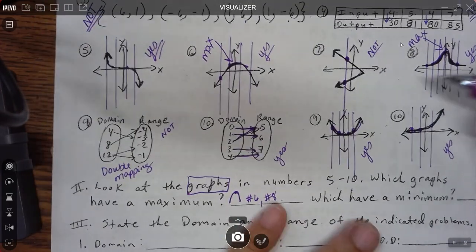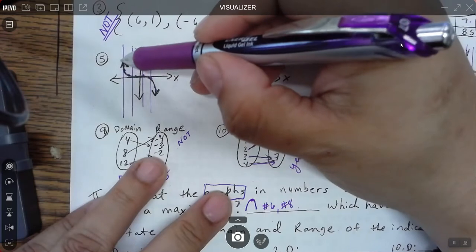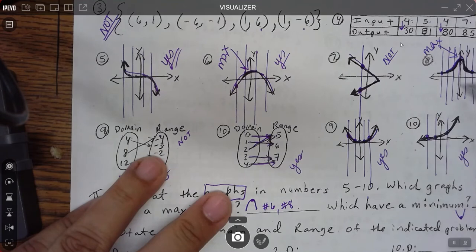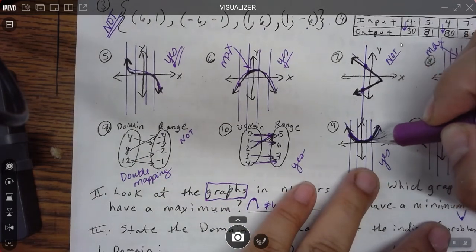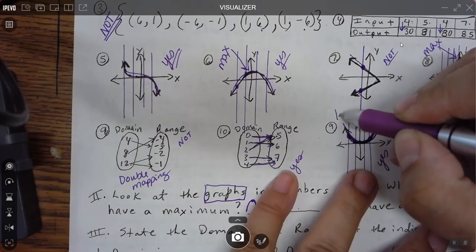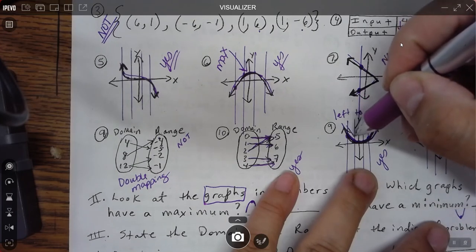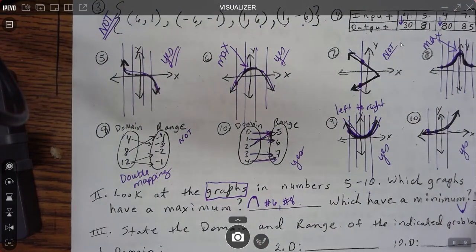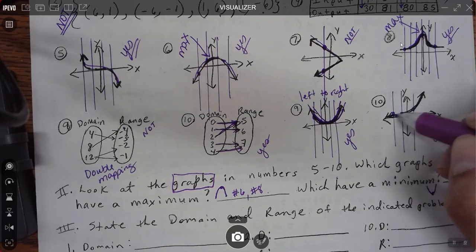Which ones have a minimum? A minimum is going to look like this, right? You're decreasing and then you start increasing. So no, that's a maximum. This, no. All right, this right here is a minimum. See, it's decreasing and then increasing. Remember, we always read from left to right. Okay, so here it's going down, and then it starts going up. So number 9 has a minimum. Okay. And this one doesn't have a minimum. Okay.